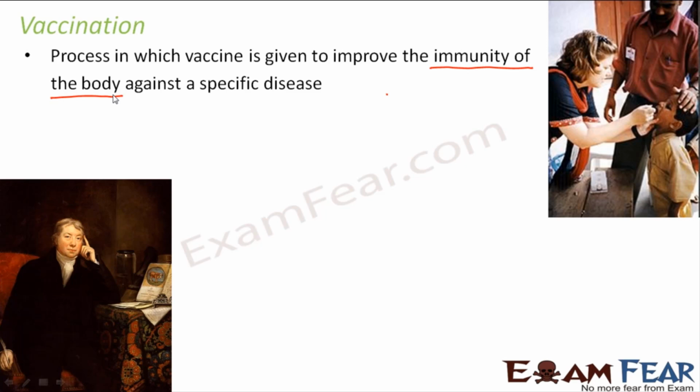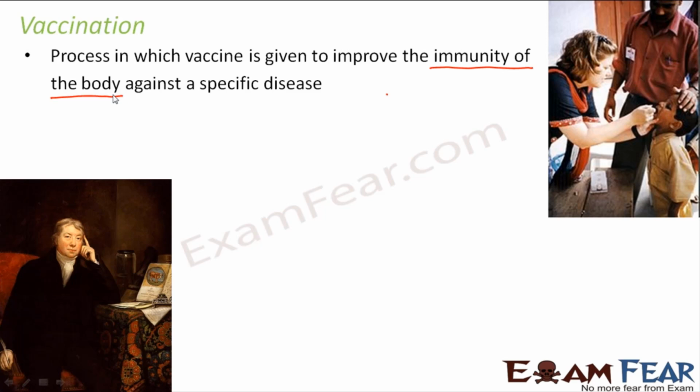So in vaccination, what do you do? You either give injections or you give some drops of vaccine. So it is a medicine which is given to the body. It is not actually a medicine. What is a vaccine? I'll tell you later. So this vaccine is given so that the body's immunity increases against a specific disease. So if the immunity increases, then whenever the disease attacks the body, the immunity will win and the person will not get that disease. So that is the logic.